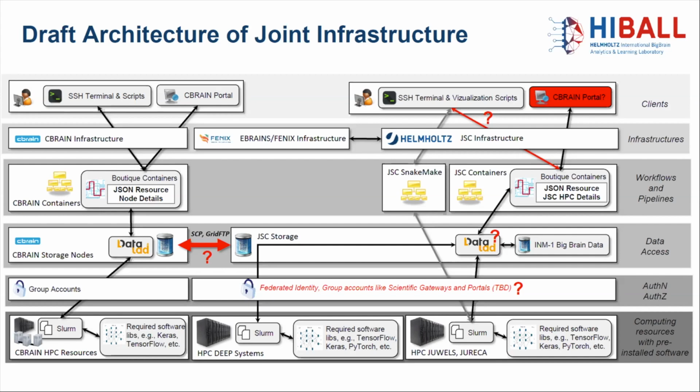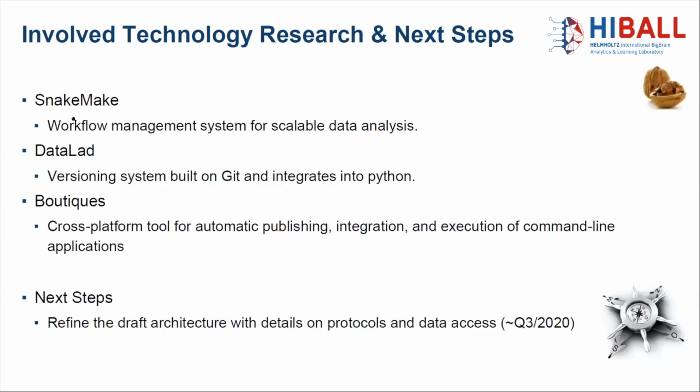The tools that we're going to use for all of these processes are presented here. We're going to use Snakemake, which is a workflow management system for scalable data analysis; DataLad, which is a versioning system built on Git Annex, and it integrates also into Python; and Boutiques, which is a cross-platform tool for automatic publishing, integration, and execution of command line applications. So after all of this is done, the next step is to refine the draft architecture and then start working on data access protocols for all parties involved.